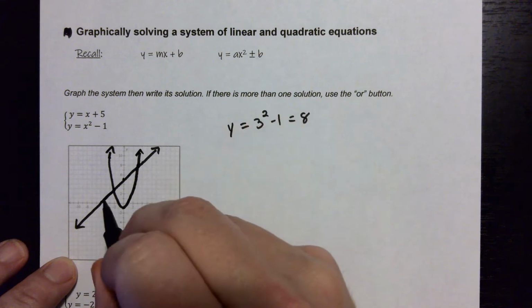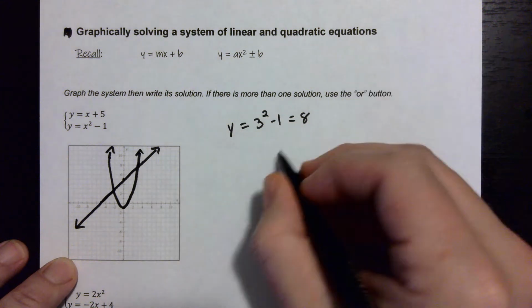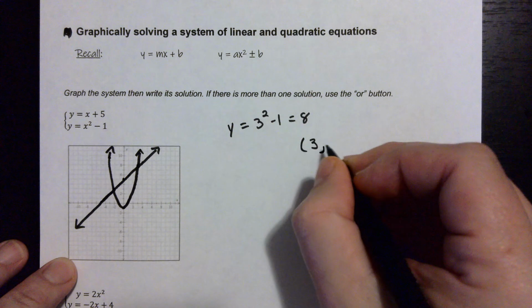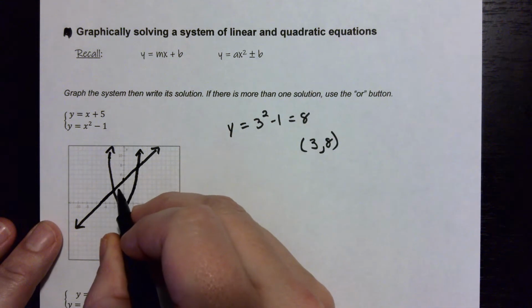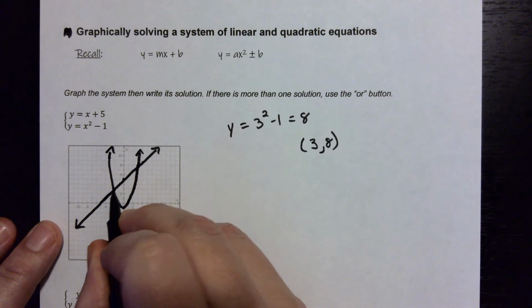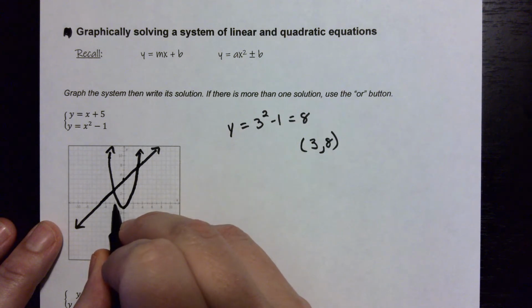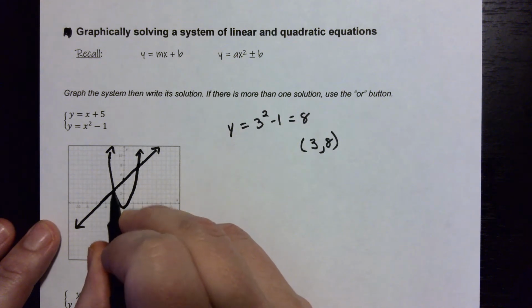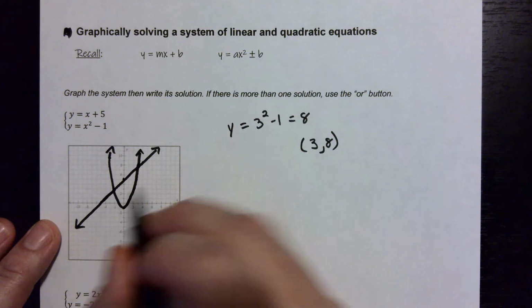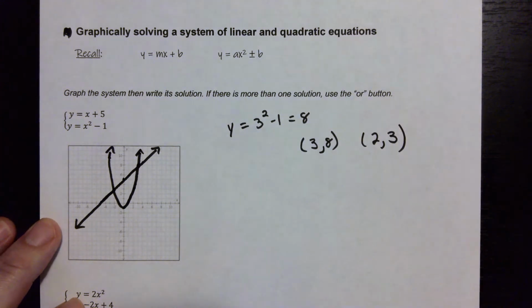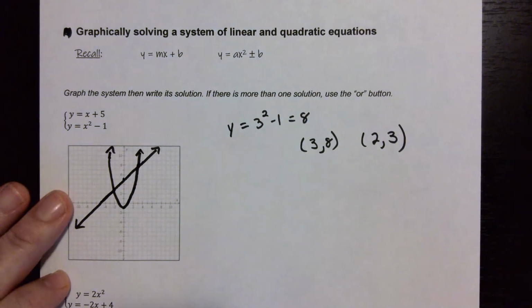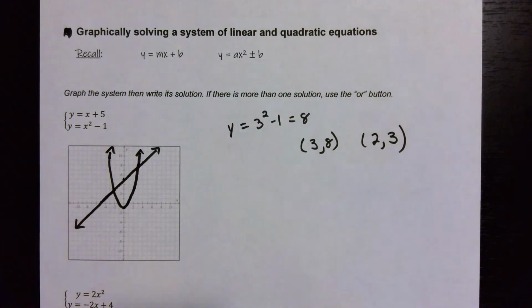We know this one was 3, 8. So 3, 8 is a potential solution. And this one, we started here. It looks like right there at maybe 2, comma 3. It'll be easier to see this on a calculator instead of graphing it by hand, but you can always test your solutions and see if they work.